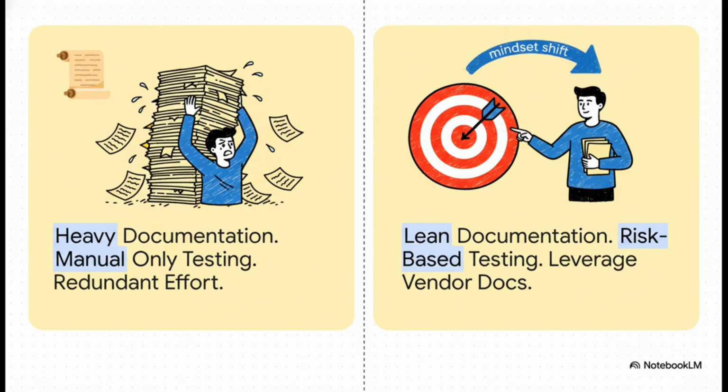So to really get GAMP5, you have to understand the world it's trying to fix. The old way of doing things, the traditional validation, it was all about one thing: generating massive piles of documents for evidence. The smart way, which lines up with modern ideas like computer software assurance, is the complete opposite. It's about lean documentation, zeroing in on what the system is actually supposed to do, using risk to guide your testing, and being smart enough to use the work your vendors have already done. It's a total mindset shift.